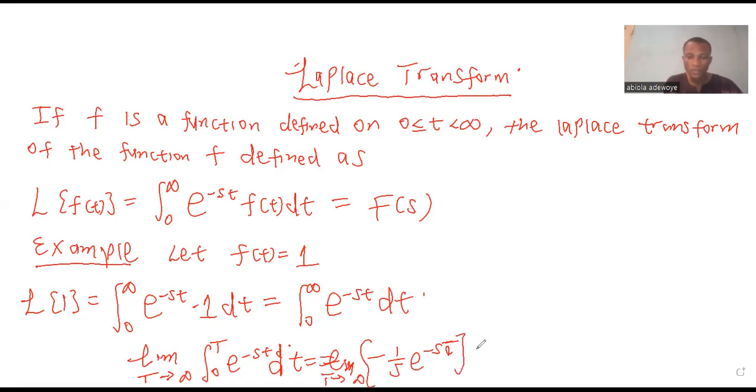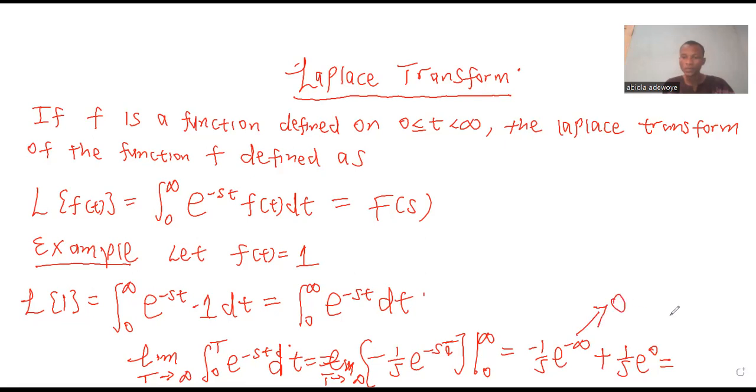So what does that mean? It means we are integrating from 0 to infinity. Now, when you substitute, it means the upper limit minus the lower limit. When you substitute infinity into the exponential, I'm going to have minus 1 over s exponential minus infinity, then minus, and don't forget we are subtracting the lower limit from the upper limit, so this becomes plus 1 over s exponential 0.